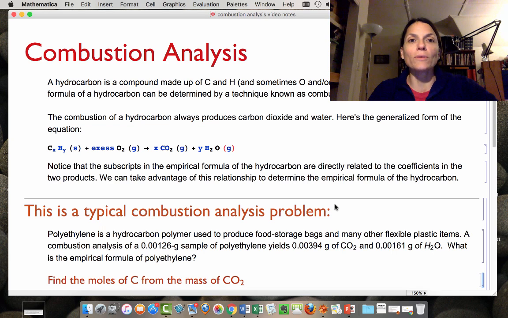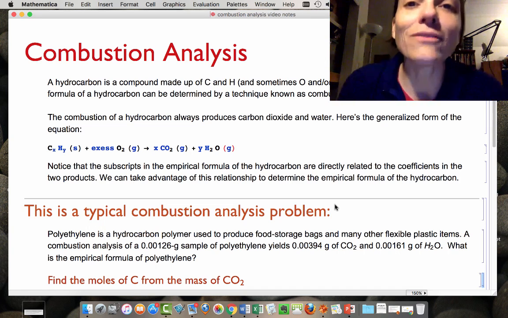In this video, I'm going to show you how to complete a combustion analysis problem. Now, in a combustion reaction, we have a hydrocarbon plus oxygen always yields CO2 and H2O. We are making the assumption that it's a complete combustion. A complete combustion produces only CO2 and H2O. So we can take advantage of what we know.